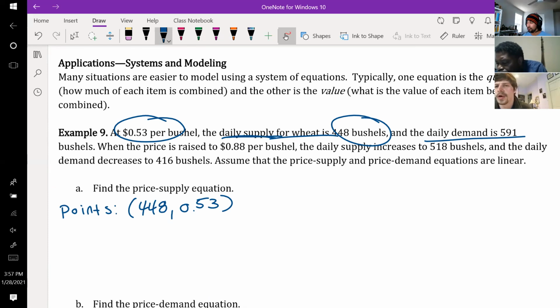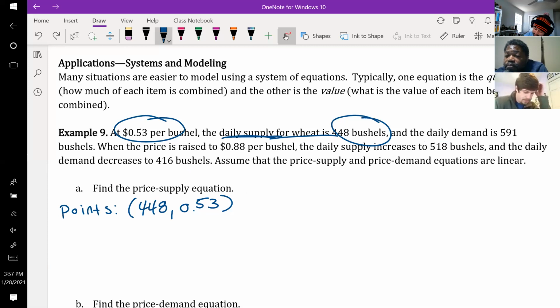Or I guess what I'm asking is, how do we know that the variable that's controlling the answer is the daily supply and not the daily demand? Because one of the reasons is the very first one just says we're making a price supply equation. There you go. Good question though. Okay, so there's the first point, and now we have to read the next line.